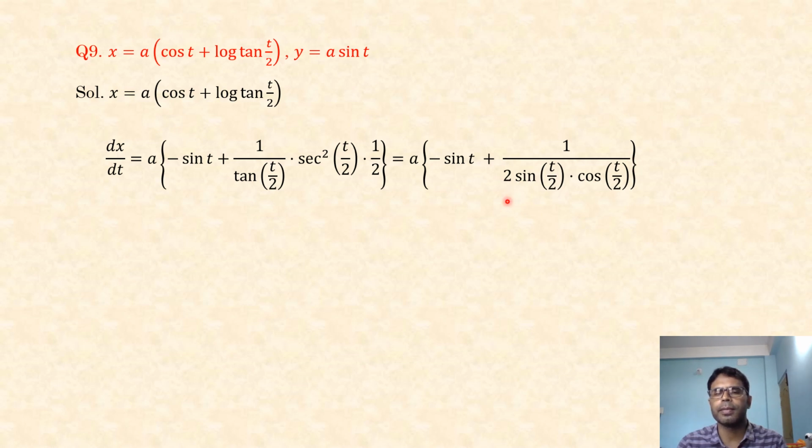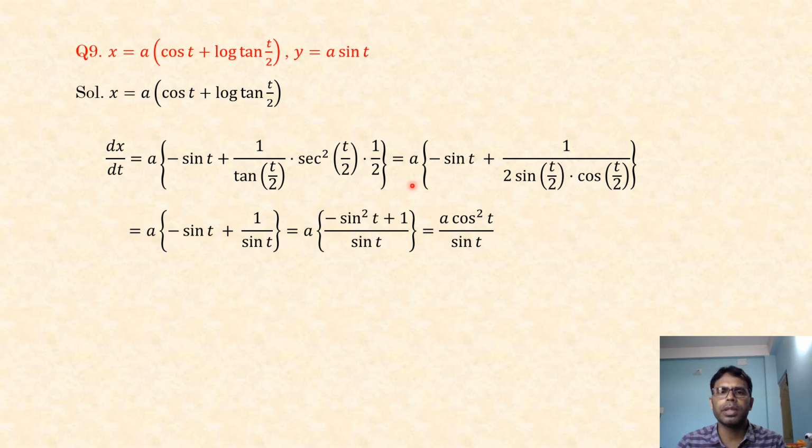Now you see this is a formula, 2 sin(t/2) into cos(t/2) means sin t only. So 2 and 2 cancel, it is simply sin t. So a into minus sin t plus 1 by sin t is equal to a into, taking the LCM, minus sin square t plus 1 divided by sin t. This is 1 minus sin square t, and that is simply cos square t. a is already there, 1 minus sin square t is cos square t, divided by sin t. So this is your dx/dt.